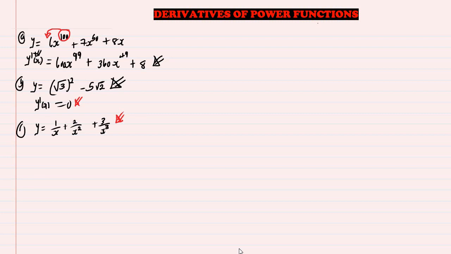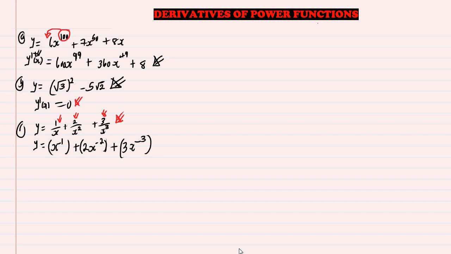As you can see guys, this is a fraction, so we need to try to write this in a way we can easily take the derivative. We need to write it into power functions. So y is equal to, now guys, 1 over s can also be written as s raised to the power of negative 1, then plus 2 over s squared can also be written as 2 multiplied by s raised to the power of negative 2, then plus 3 over s raised to the power of 3 can also be written as 3s raised to the power of negative 3.